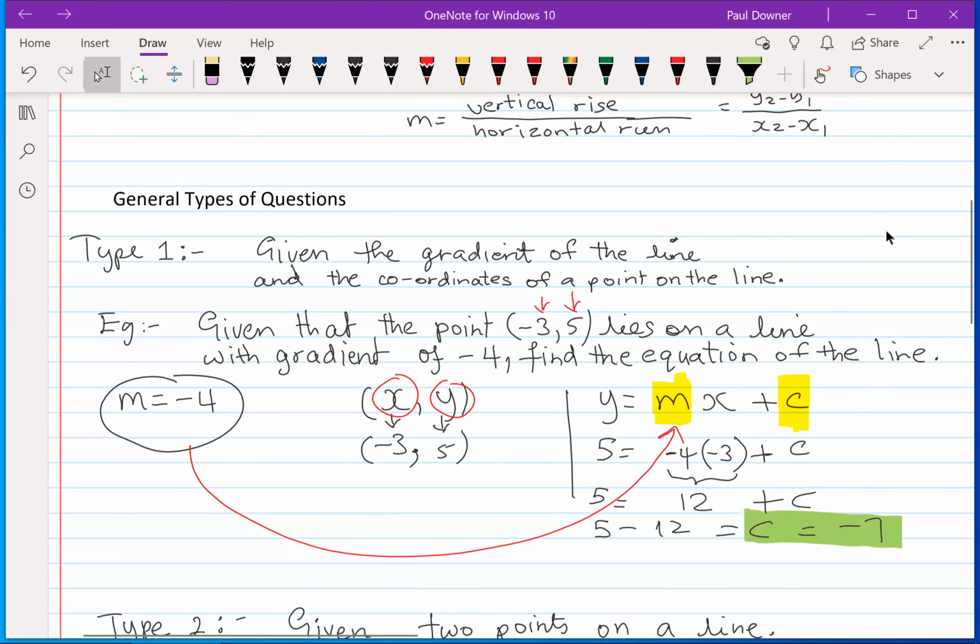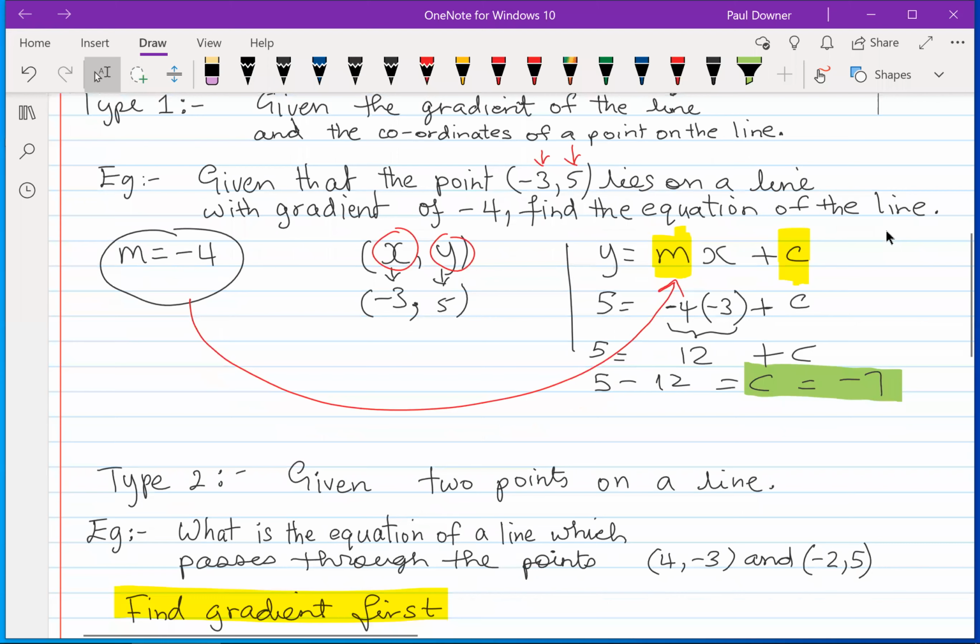Right. So what we are saying now is that we have our c value, so we could write the equation of the line. Seeing that the equation of a line is y equals mx plus c, if you recall, the main things when we're doing that is to find the value of m and to find the value of c.